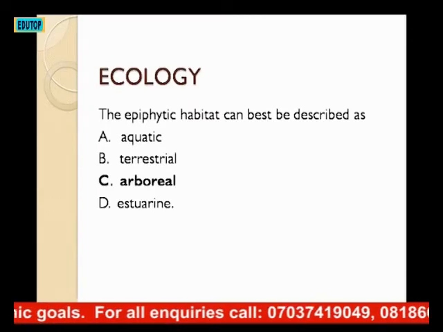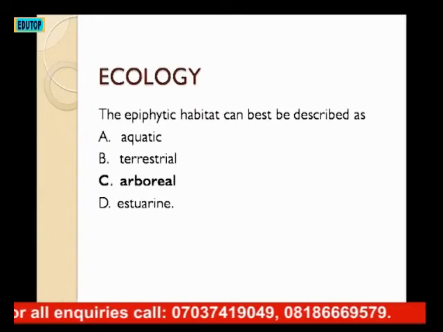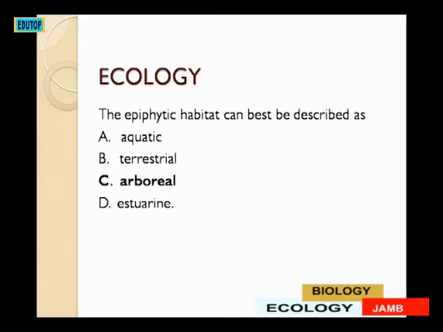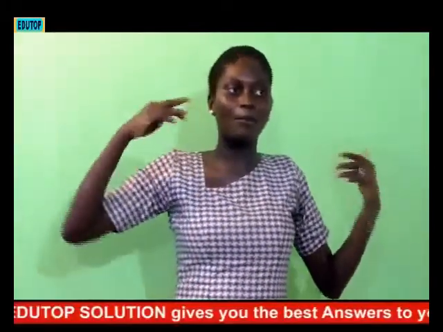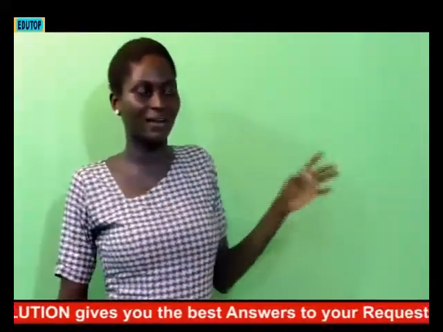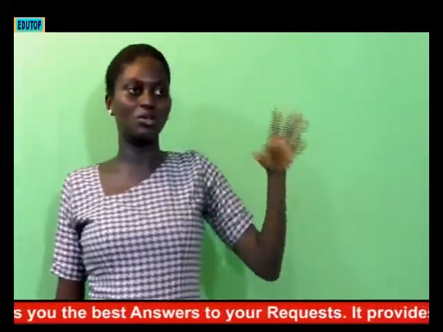The next question. The epiphytic habitat can be best described as A, aquatic, B, terrestrial, C, arboreal, D, userine. Epiphytes are those plants that you find attaching themselves to a tree and they just grow twining round the tree, that if you don't look at it carefully, sometimes they take over the whole tree. That is the leaves of the epiphyte that you are looking at, that they've taken over. So the epiphytes live on a tree, and the habitat on the tree is called arboreal. So our option is C. Aquatic is water, terrestrial is land, arboreal is habitat on the tree.